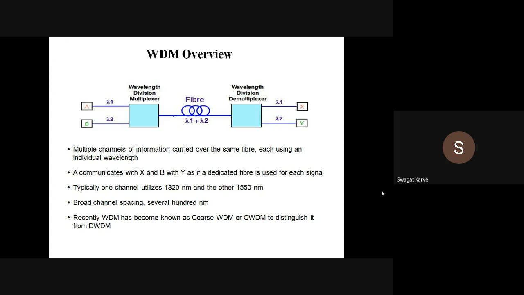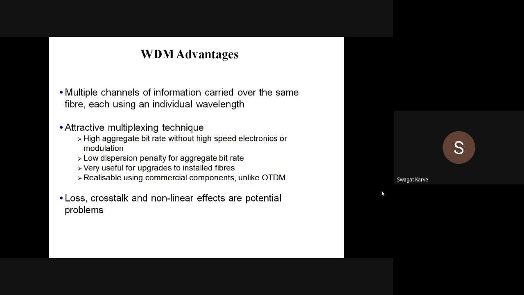So basically there are two types, CWDM and DWDM. CWDM is another name for that WDM, so you have to remember this. Now what are the advantages of this wavelength division multiplexing technique? Multiple channels of information are carried over the same fiber using individual wavelengths. That means you can increase the channel capacity.